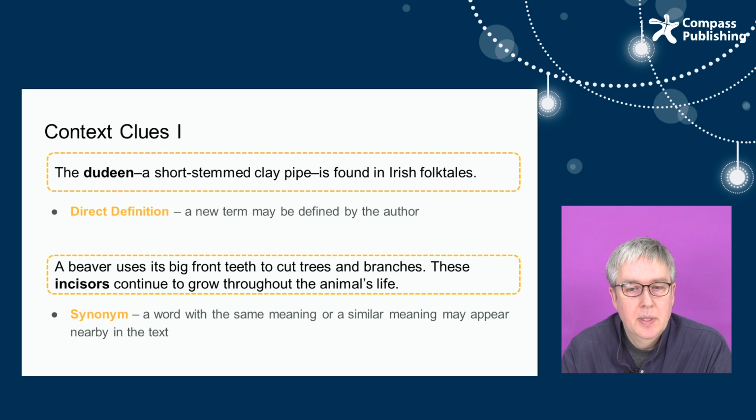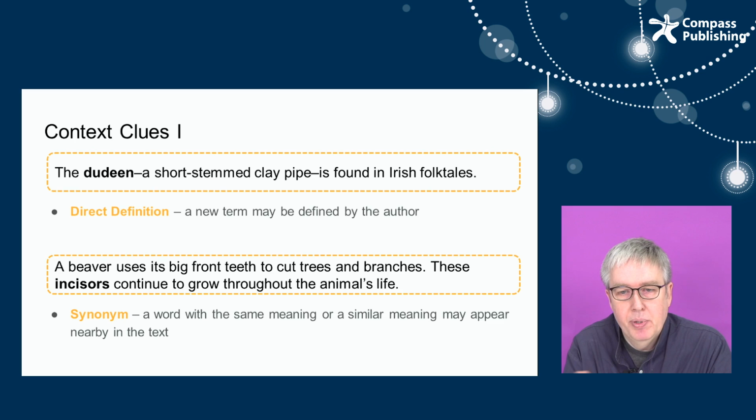Another kind is a synonym. So let's look at this example. A beaver uses its big front teeth to cut trees and branches. These incisors continue to grow throughout the animal's life. Well, in English, writers don't like to repeat the same word over and over again because it's boring. So they often use a synonym to replace a particular noun.